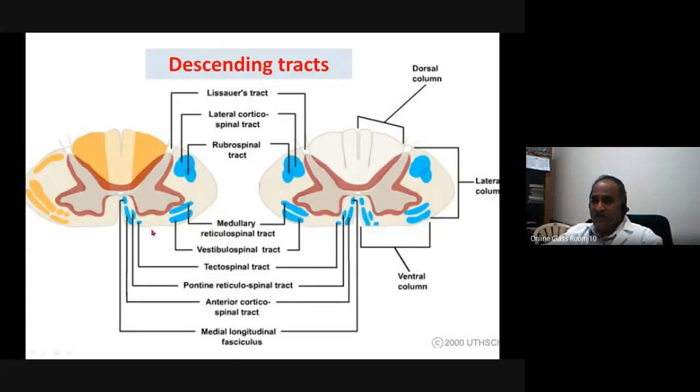Then we have here the pontine reticulospinal tract. This is a medullary reticulospinal tract. This is pontine reticulospinal tract. It's here, you can see that. The pontine. So then I already explained about anterior corticospinal tract. Then medial longitudinal fasciculus, it is the central or the midline areas, they are communicating with each other. So this is what the descending tracts are.